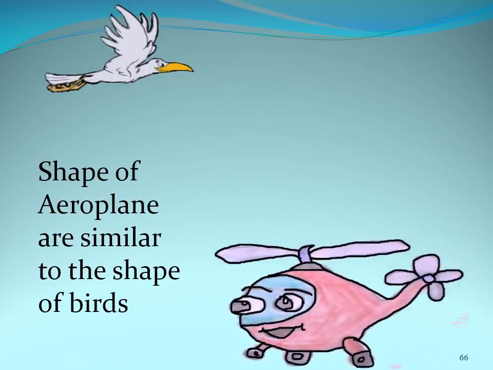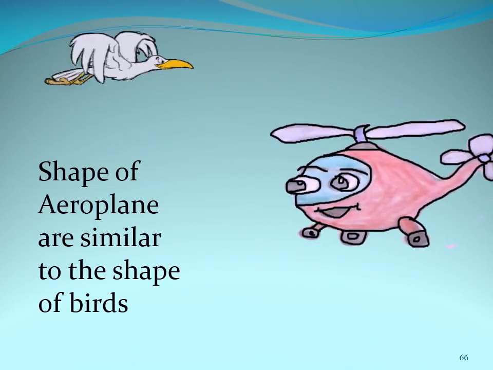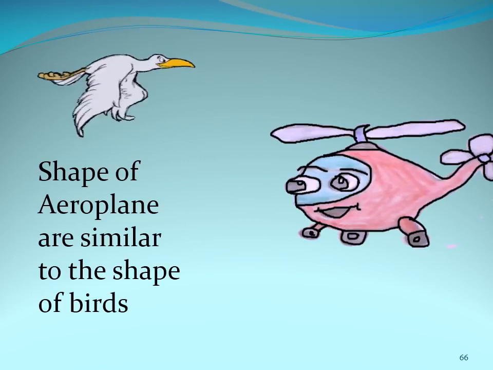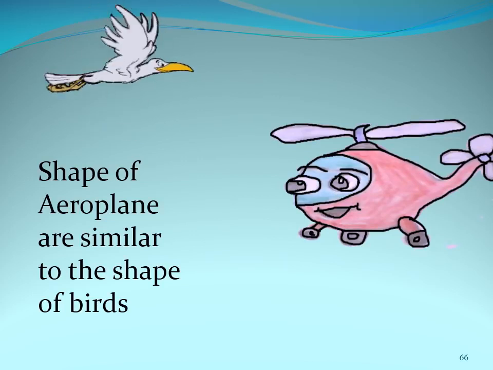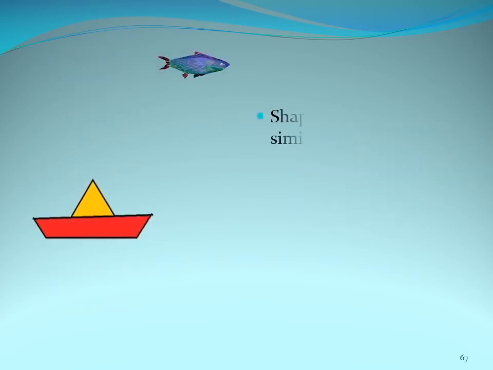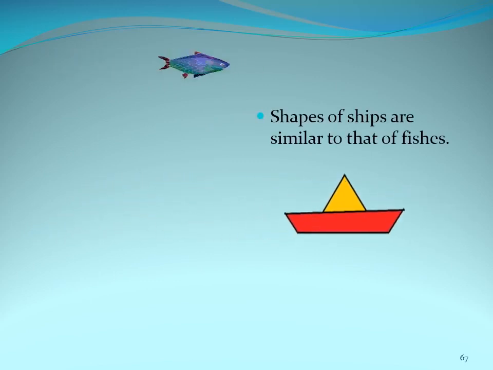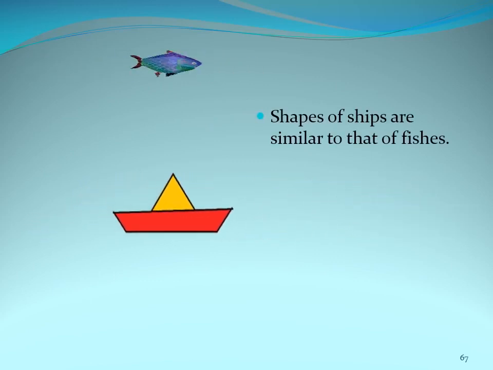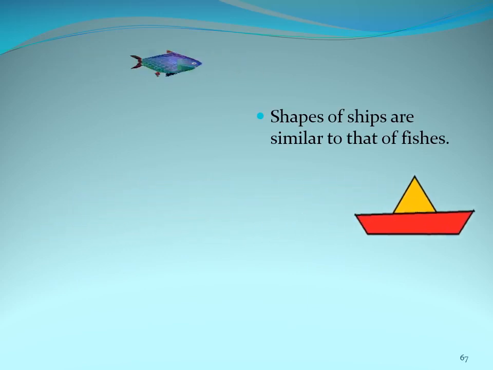The shape of an aeroplane is similar to the shape of a bird because it is provided such a shape to reduce air friction, that is fluid friction. Similarly, shapes of ships are similar to that of fishes. This is also to reduce fluid friction, that is friction due to water.